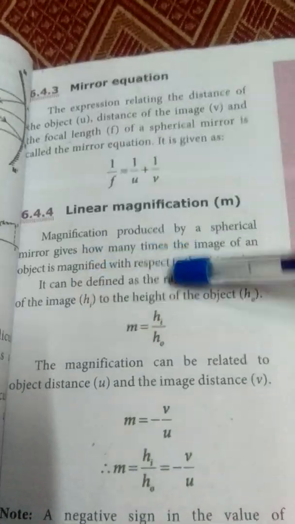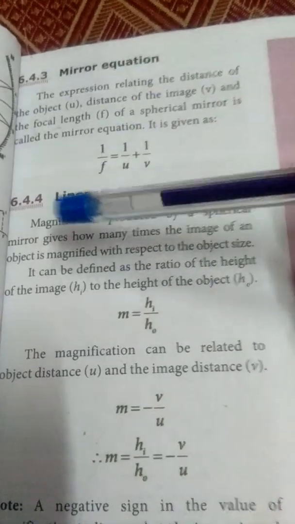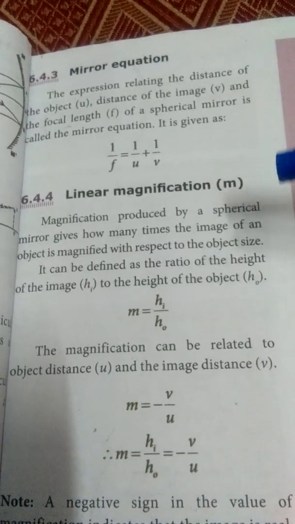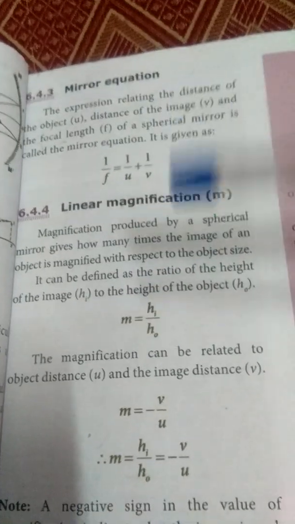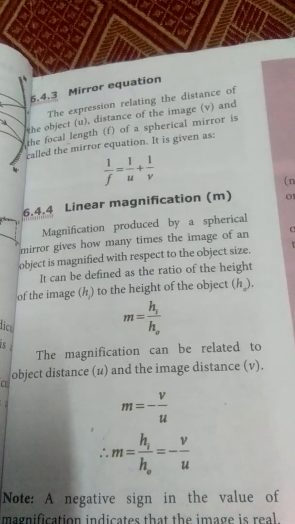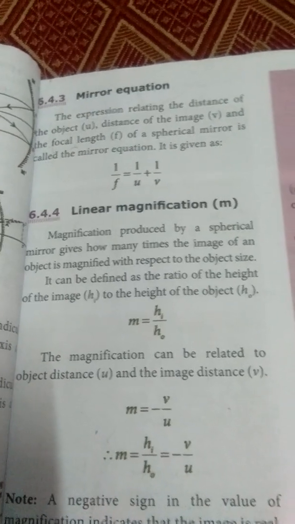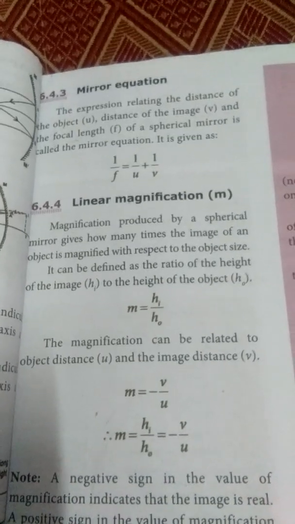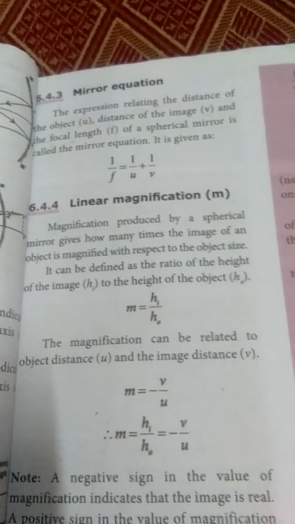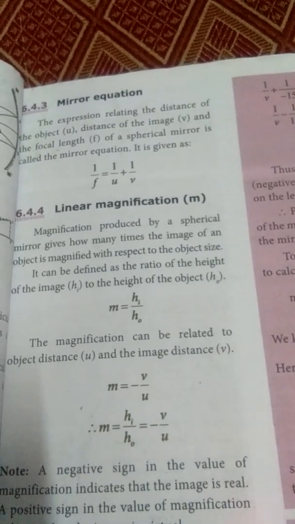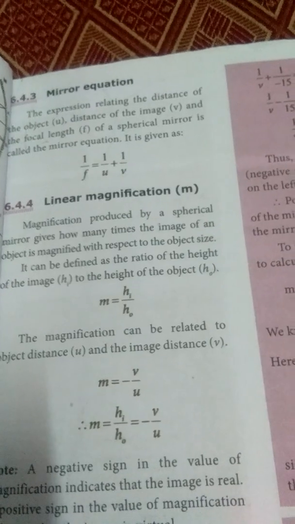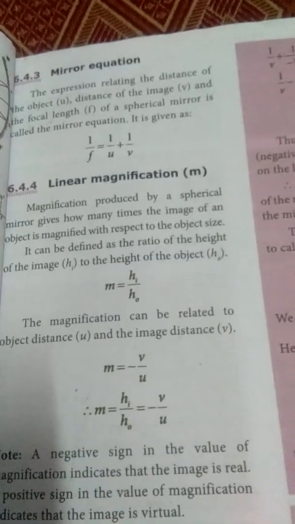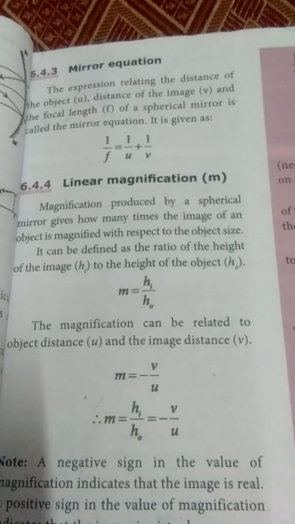So next, linear magnification. The magnification produced by a spherical mirror tells how many times the image of the object is magnified with respect to the object size. What do they ask? How many times is the image of the object magnified compared to the object size? Whether the image size is bigger or smaller than the object size, that is magnification.